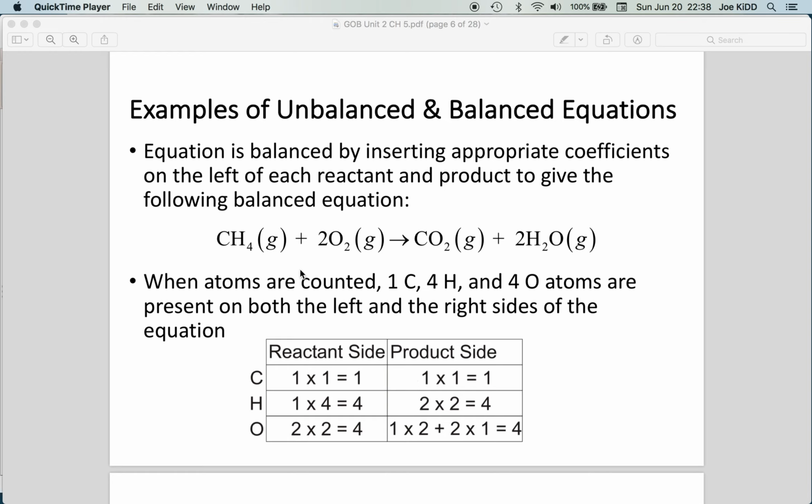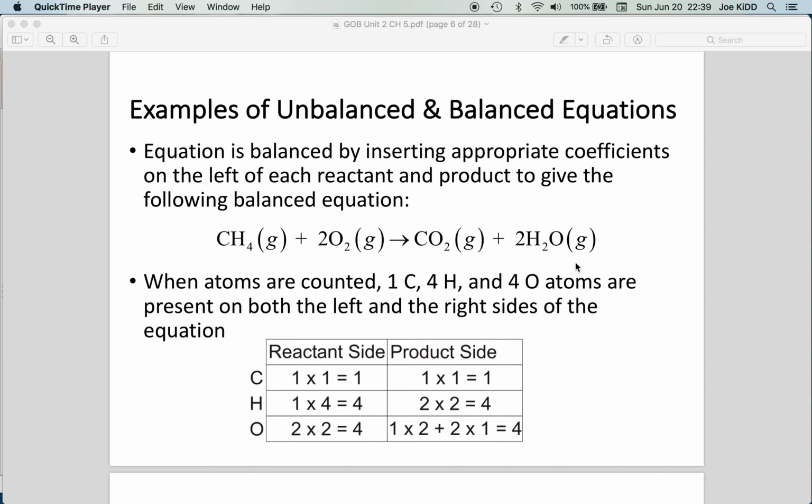Our hydrogens now, we have 4 hydrogens on this side still, but now we have a 2 in front of our H2O here. So 2 H's here. This is going to be a total of 4 hydrogens now, so that's now balanced. And then when we look at our oxygens on our reactant side, we now have 4 oxygens here, and we have 2 on the product side from the CO2, and we have 2 from the H2O.